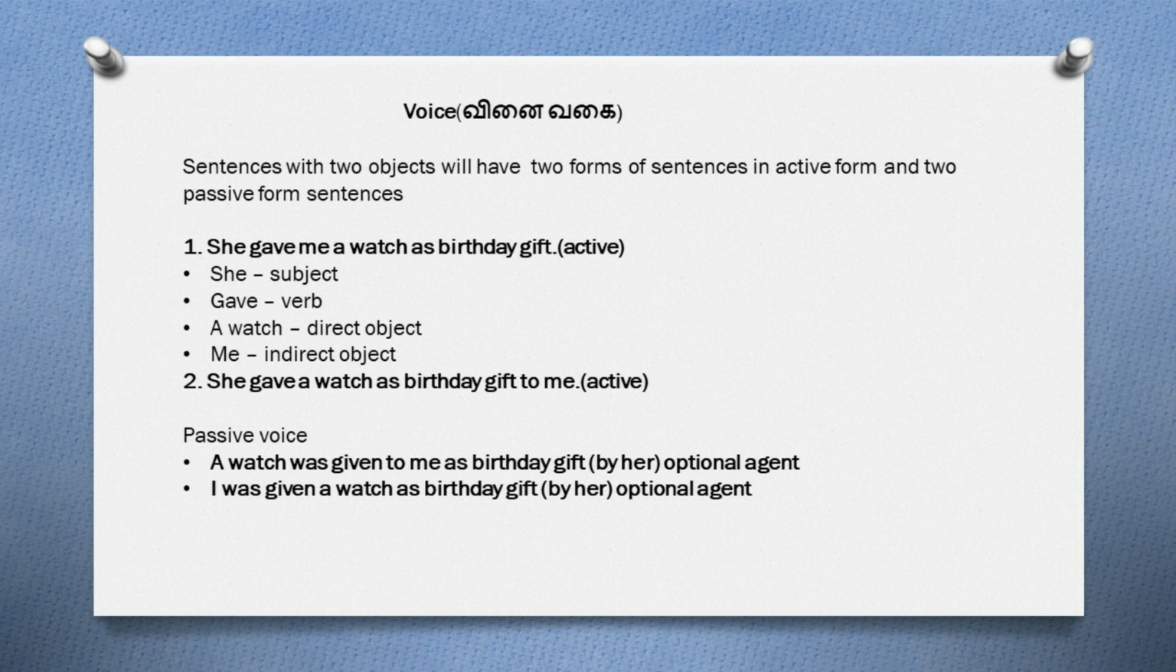In the sentence here, reorder பண்ணி, you can write it in another way, which is also in its active voice. She gave a watch as birthday gift to me. So when you convert both of these sentences to its passive voice, the sentence will become a watch was given to me as birthday gift by her. In the sentence here, by her is optional. It's not wrong if you omit that. And the other answer is I was given a watch as birthday gift by her. Again, in this case, by her is optional.